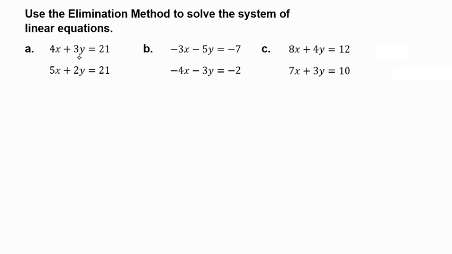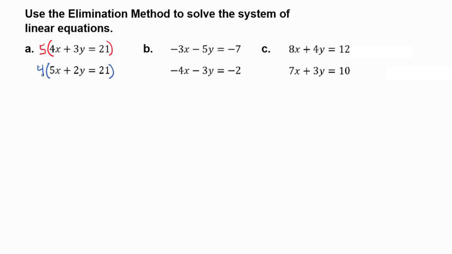I'm going to go ahead and get rid of the x's. So my goal here is to make it so that the 4 and the 5 turn into the same number. So I want to know, what do 4 and 5 have in common? Well, they have a 20 in common. In order to make them a 20, I would need to multiply my top equation by a 5 and my bottom equation by a 4.